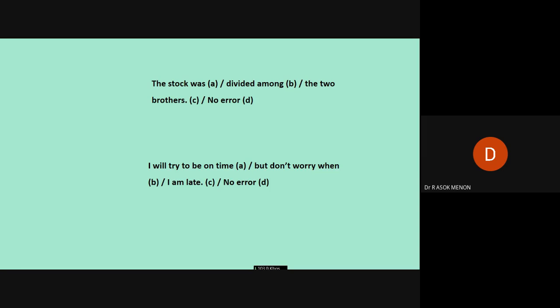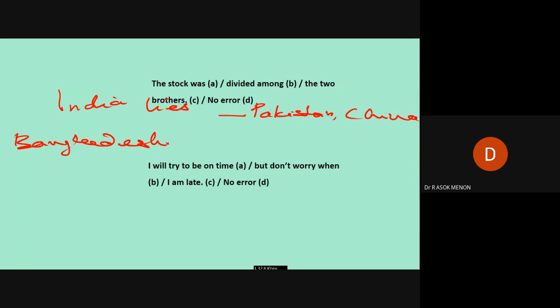But at the same time, there is always a difficult question related to this. For instance, listen to me carefully and try to answer. India lies between... See, here I give the blank for the preposition. Which will you choose? India lies dash Pakistan, China, and Bangladesh. Which will you choose, between or among?